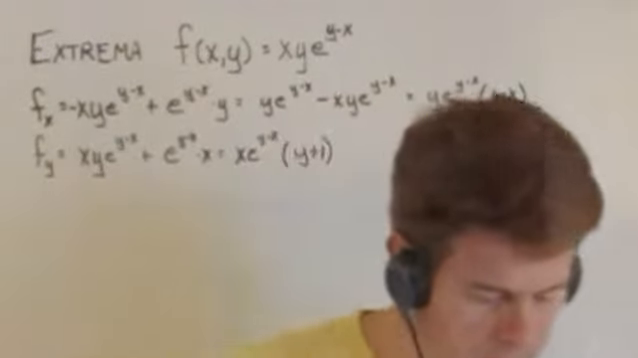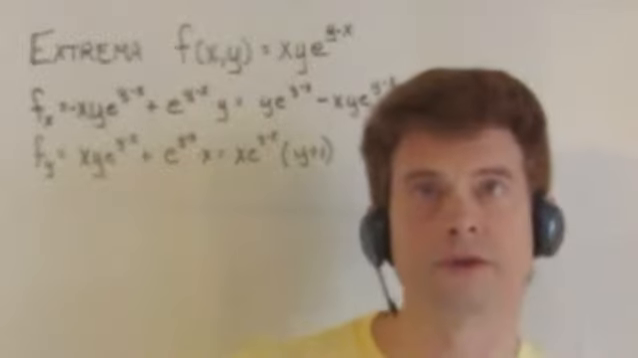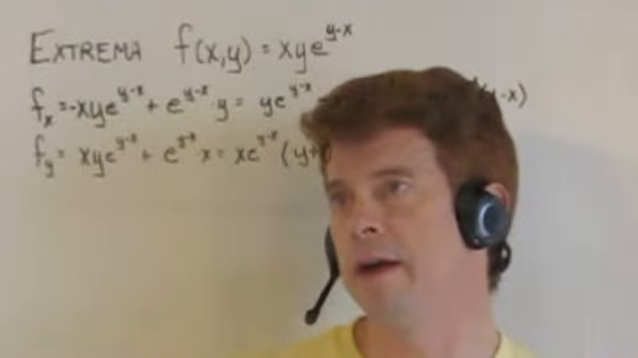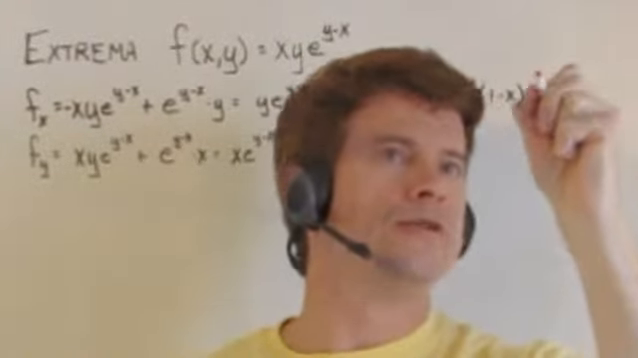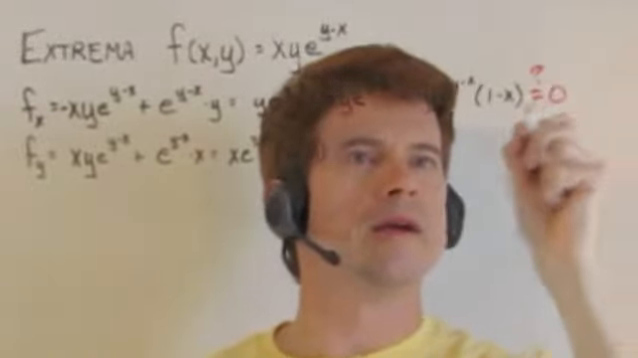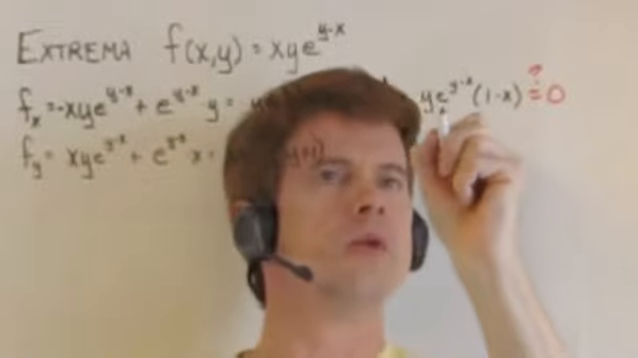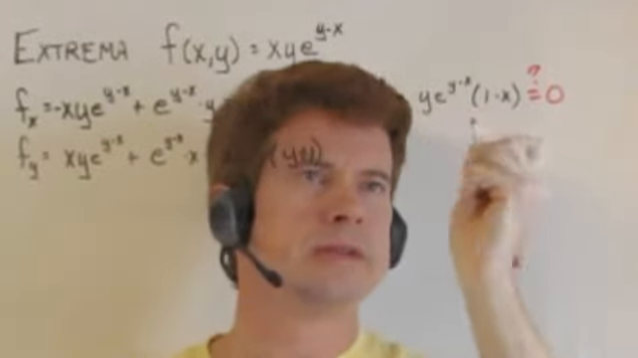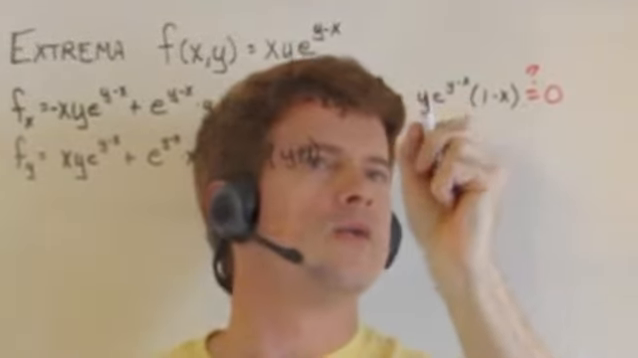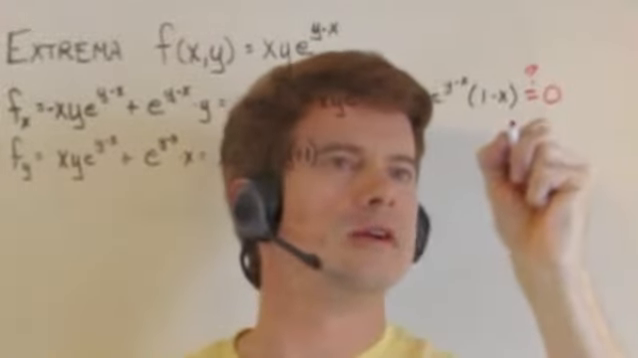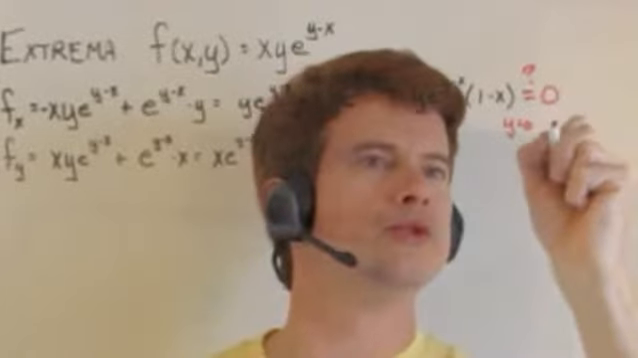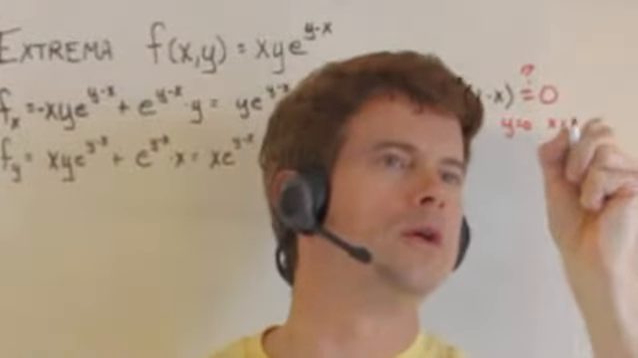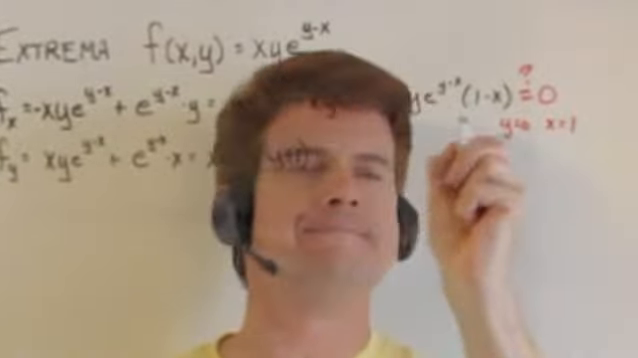So now we have our first partial derivatives, and we can find our critical points. To do that, we need to find out where this equation is going to be equal to 0. Well, e to any power is never going to be 0. However, if y is equal to 0, or if x is equal to 1, it would solve this equation.